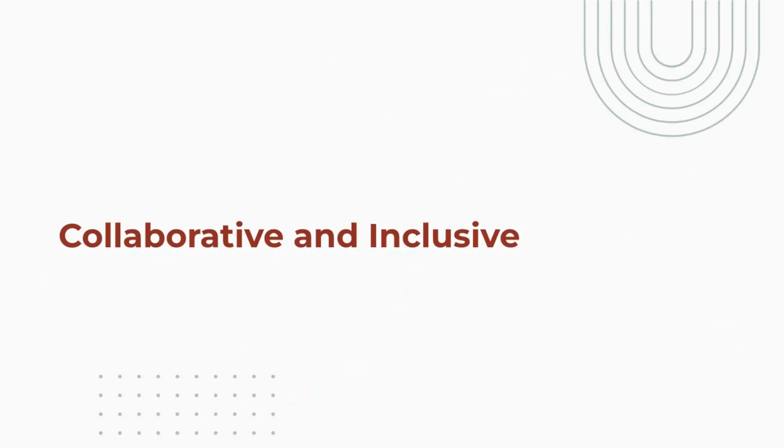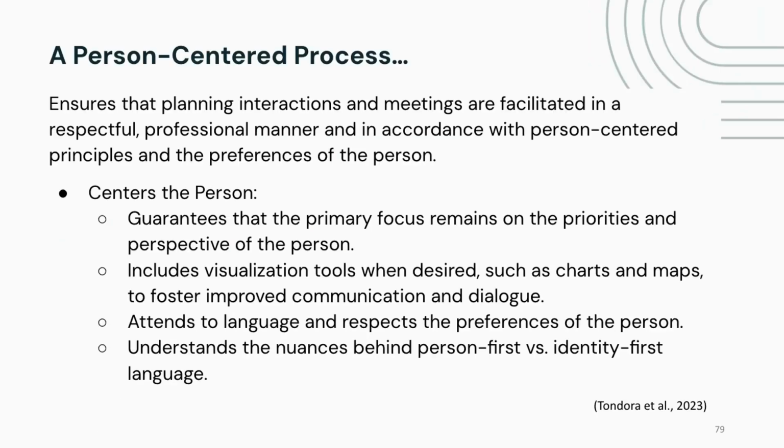The last aspect of the PCRP process we want to emphasize is that it is collaborative and it is inclusive. A PCRP process centers the person, is created around their needs, and follows their lead. Part of this relates to facilitating meetings and conversations with people and any of their natural supporters in a way that really follows the preferences of the person. It guarantees that they remain the primary focus, their priorities, their perspectives.